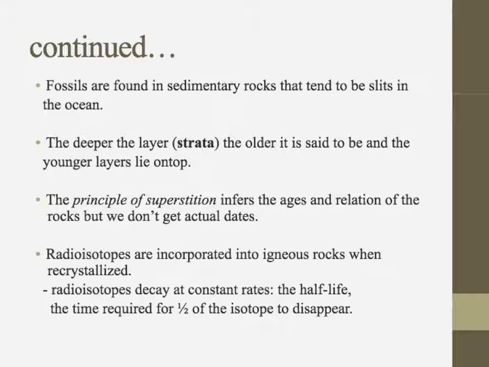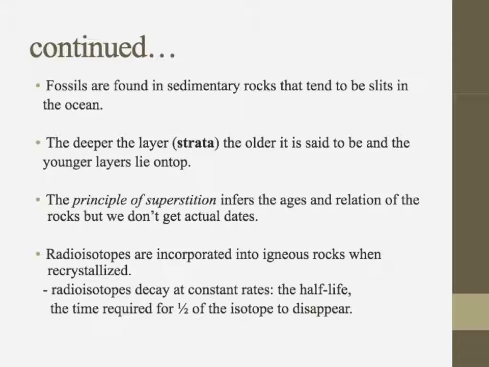Fossils are found in sedimentary rocks that tend to be silts in the ocean. The deeper the layer, known as the strata, the older it is said to be, with the oldest at the bottom and the younger layers lying on top. The principle of superposition infers the ages and relation of the rocks, but we don't get actual dates.